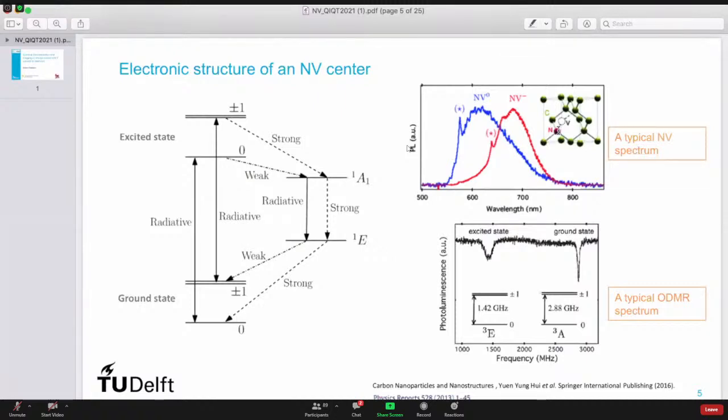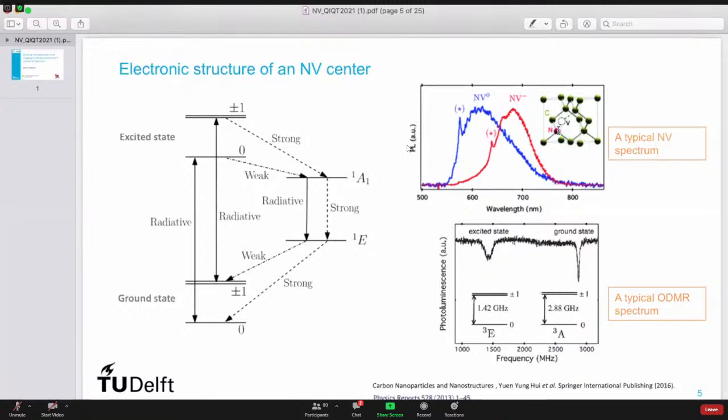So far we are talking about only optical excitation. Now let's include the microwave excitation. Let's include a microwave excitation which is transition selective between the 0 and ±1 states in the ground state. Then what happens? After initializing, let's say we are illuminating the light on a longer time scale.